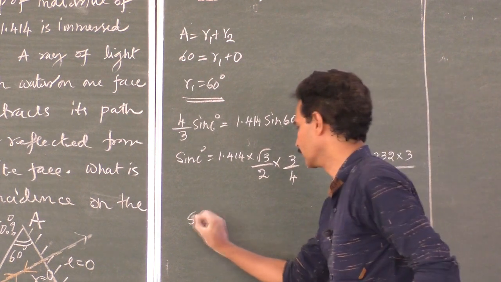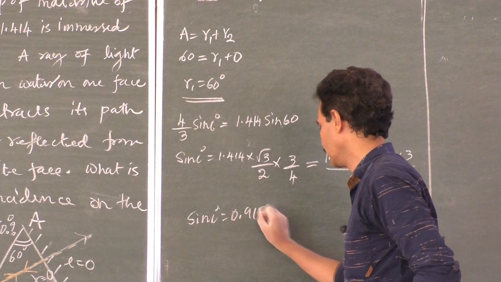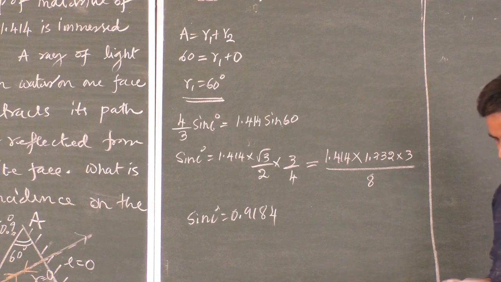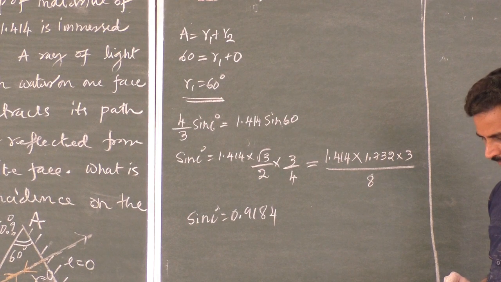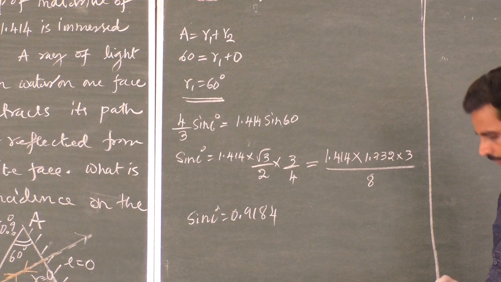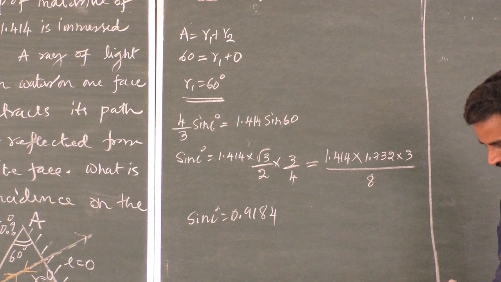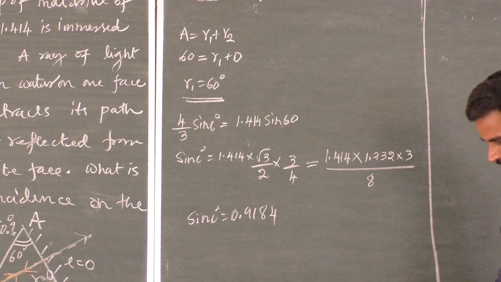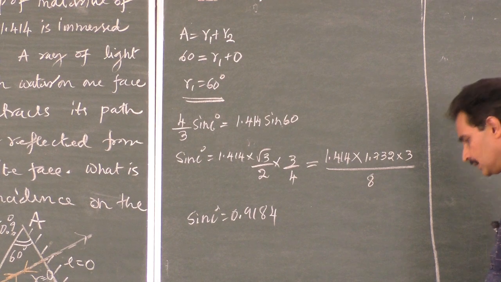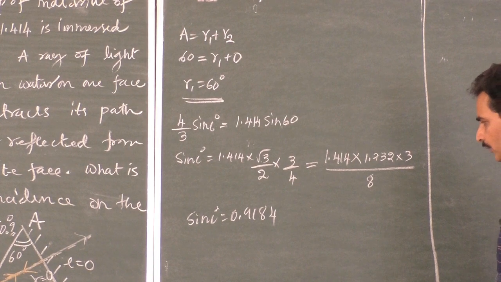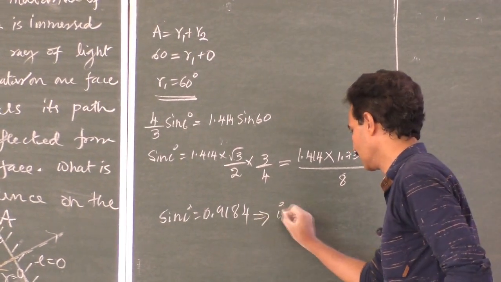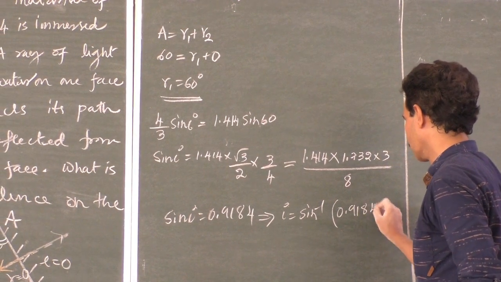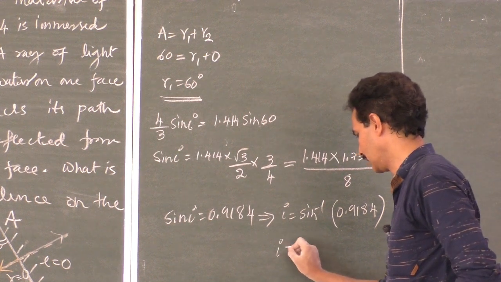So sin i is equal to 0.9184. Again I will check it, see whether you get the same answer. 1.414 into 1.732, which is root 3, into 3 divided by 8, that is 0.9184. What is i? Does it mean i is equal to sine inverse of 0.9184? So you have to search for 0.9184, then you will get i.